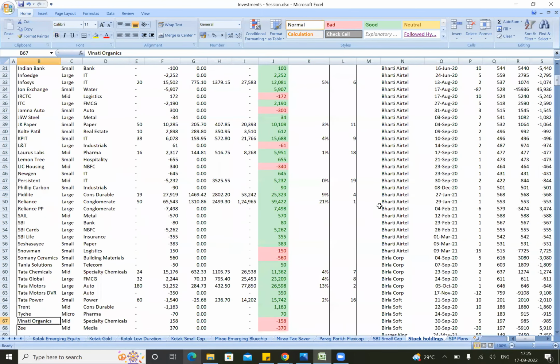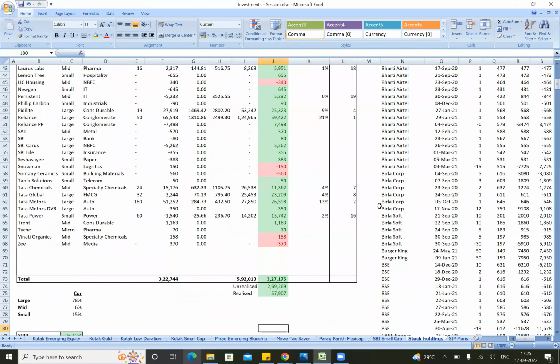And then again, this will entirely capture the total number of shares, the average price, and the current price. I just updated 2499, and the profit is 59,422, which is unrealized profit. Again, the last 2 rows I'll come back to later.